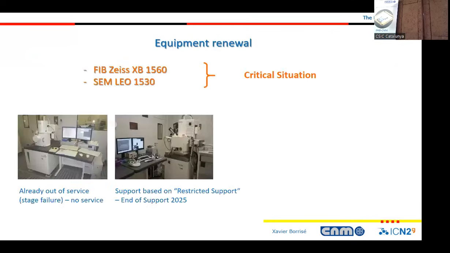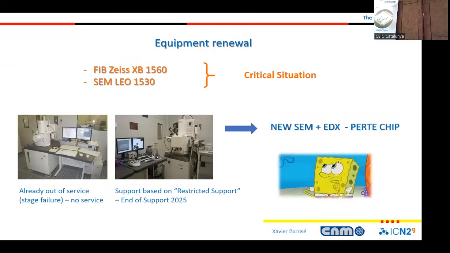Okay, then equipment renewal. The first one is we have these 2 SEMs. As I mentioned, one is already out of service with end of support, and this one is in the strict mode. And the idea is that with the PERT chip, it seems that we are going to buy it.